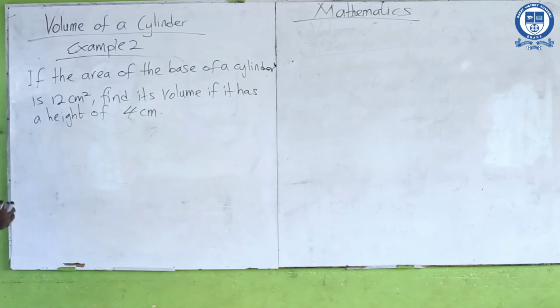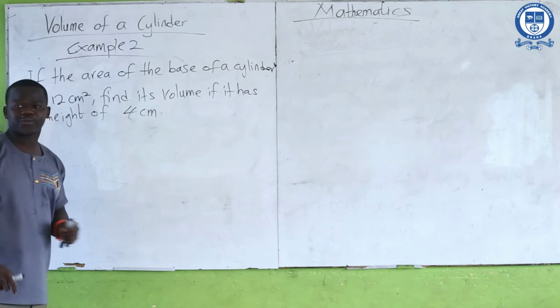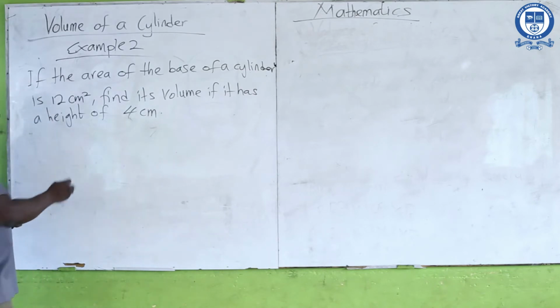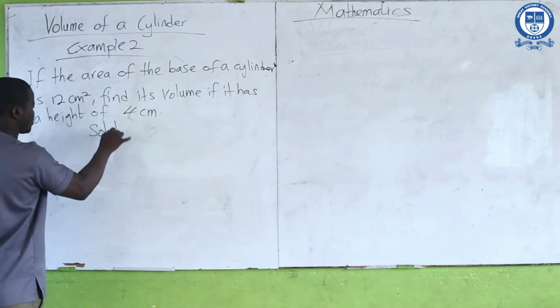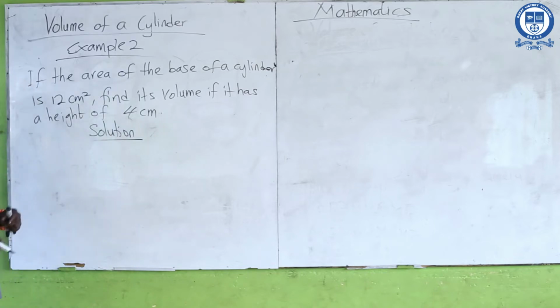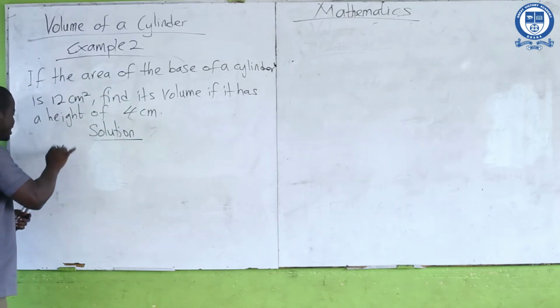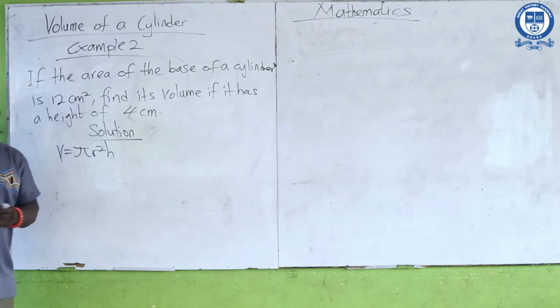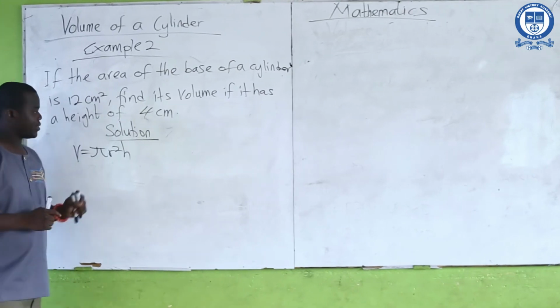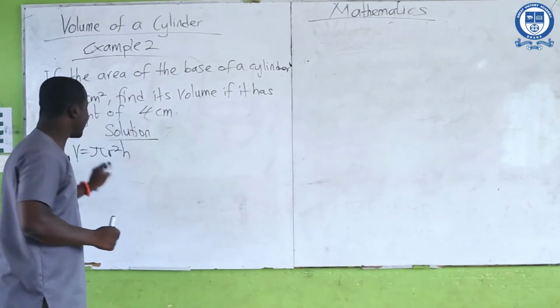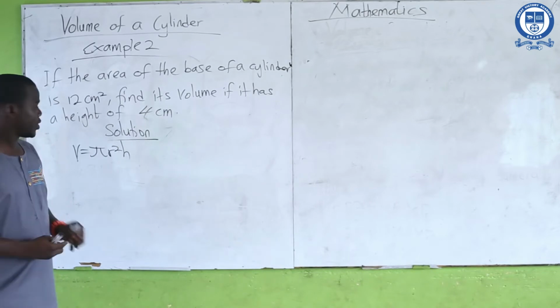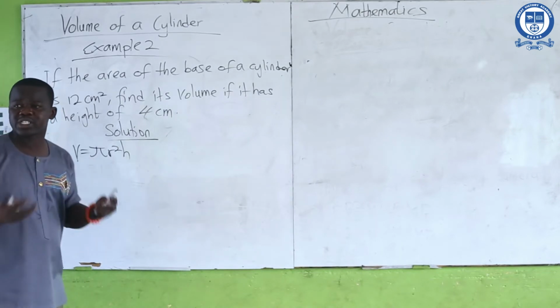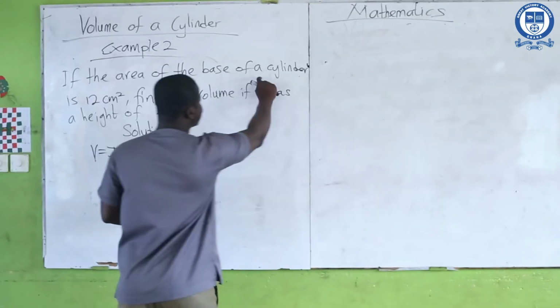Okay. Example 2. If the area of the base of a cylinder is 12 centimeters squared, find its volume if it has a height of 4 centimeters. Solution. We can recall that the volume of a cylinder is given as pi r squared h. But do you observe that pi r squared is simply the area of a circle. And remember we said that circle is simply the cross section or the base of the cylinder.